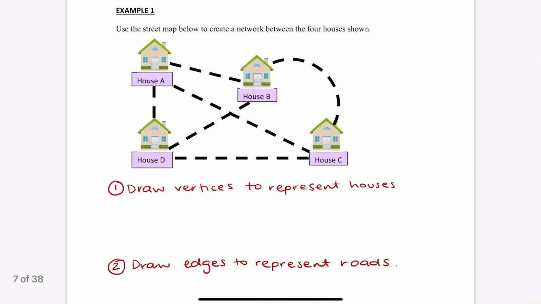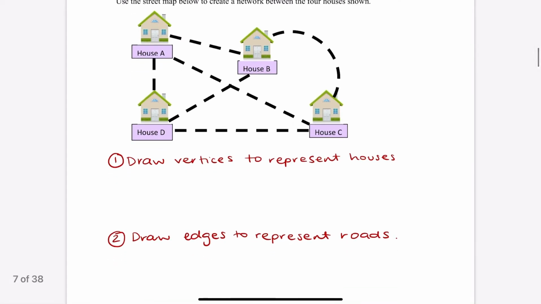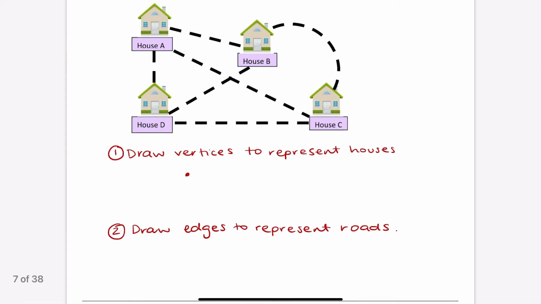So here's an example of a street map. Our job is to create a network between the four houses. First you have to identify the vertices, which are the houses. So we've got house A, I'm going to draw a dot and then A, dot B, dot C, and dot D. It doesn't matter what orientation you put this in, as long as you do that.